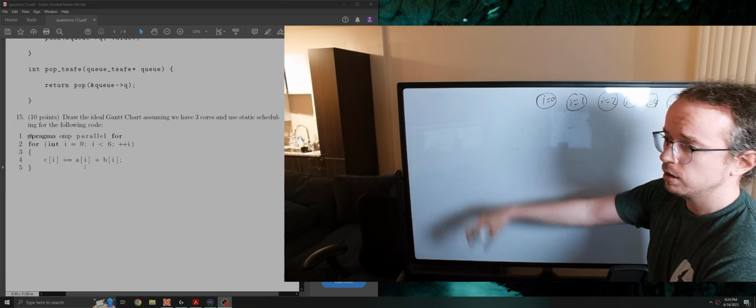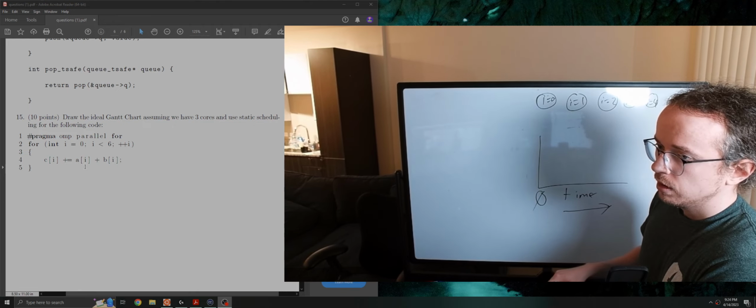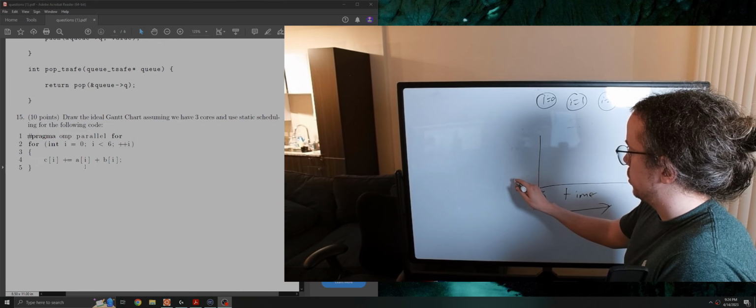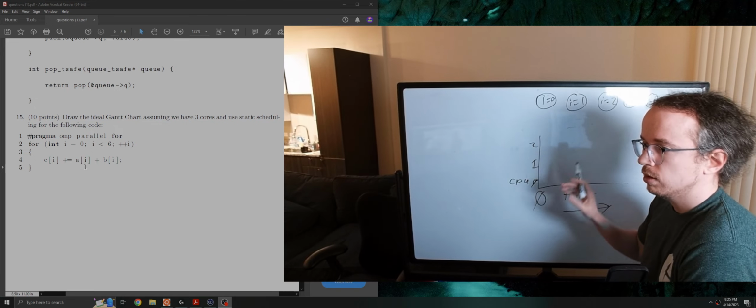So in this case, we don't have any dependencies. C[i], A[i], and B[i] are always separate. So we have none. Okay, well, that's straightforward. Now we said we want to draw a Gantt chart. Well, a Gantt chart always looks like this. You've got time, and then the y-axis: x is time, y-axis is our CPUs. So in this case, we have 3 cores, so you can do CPU 0, 1, and 2.